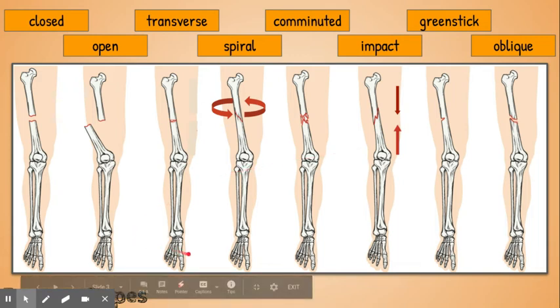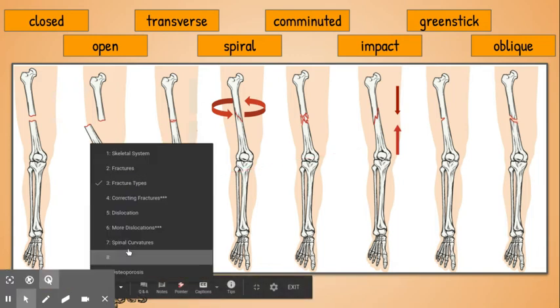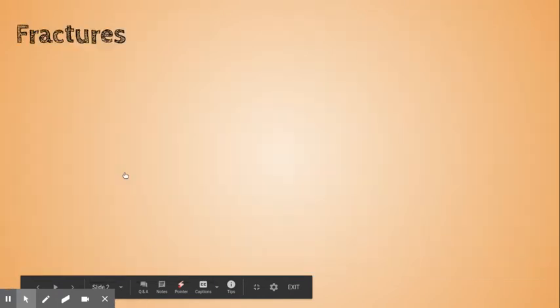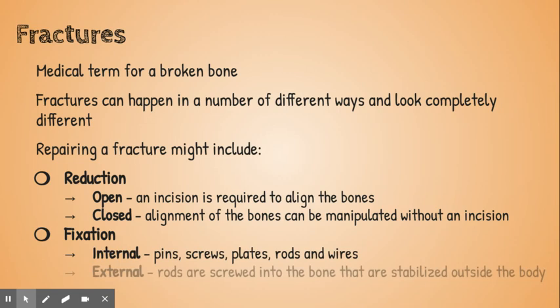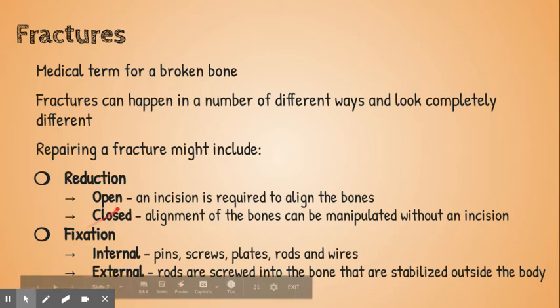So in our, let me see if I can go back real fast. When we were first talking about fractures, we talked about how you repair them. So we talked about a reduction, either being open or closed, and a fixation, either being internal or external. Reduction was talking about the incision that you have to make in order to align those bones. Open means that you have to have an incision. Closed means that you do not.